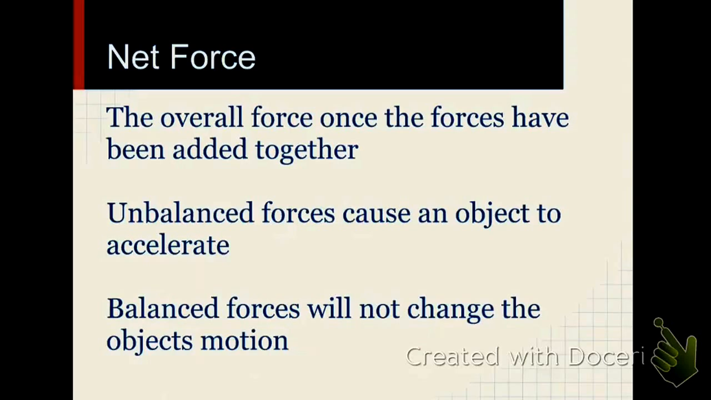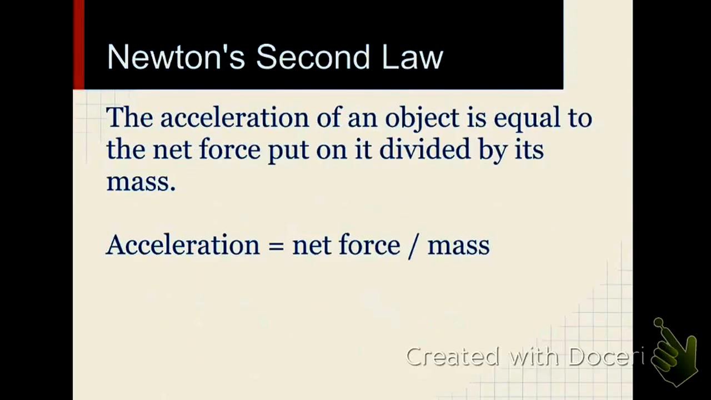Now, talking about adding and subtracting forces together brings us to what we call net force. The net force is the overall force once the forces have been added together or subtracted from each other. Discussing a net force implies that there's going to be an unbalanced force, because an object is going to be accelerating. We saw this when we had two students pulling a third student in one direction. If one person is accelerating, then there was an unbalanced force causing that motion to occur.